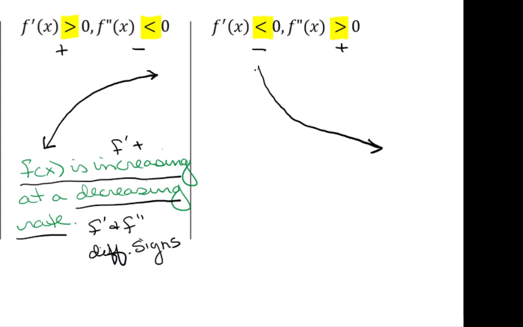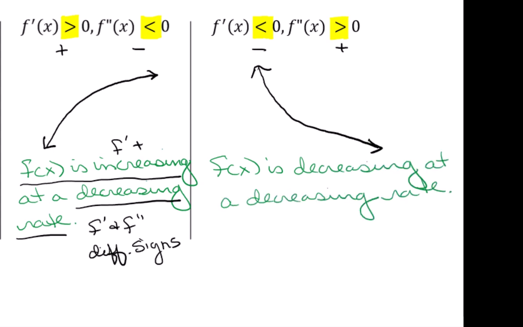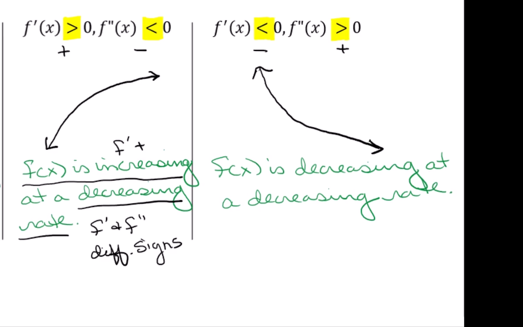You're not jumping off a cliff. So we can say f of x is decreasing at a decreasing rate. See if you can tell why we know f of x is decreasing and why we know it's decreasing at a decreasing rate.